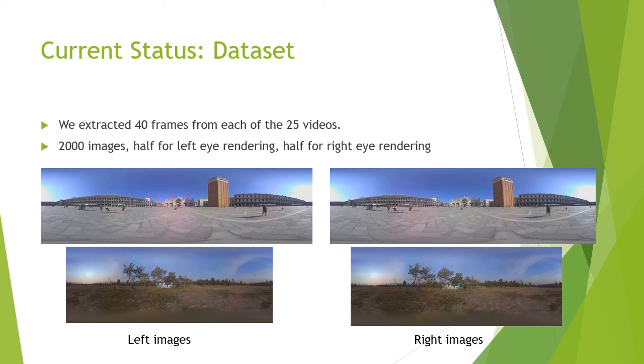Here is the current status of our dataset collection process. As talked about before, we extracted 40 random frames from each of the videos, and in total we have 25 videos. As a result, we extracted 1000 frames from all the videos, and since the videos are stereo videos, each frame actually contains two images, one for the left eye and one for the right eye. So in total we have generated 2000 images. Half of them are for the left eye rendering and half of them are for the right eye rendering.